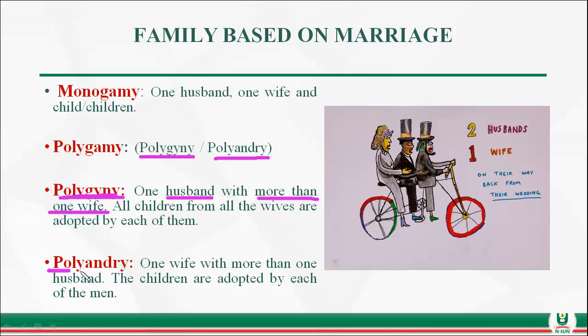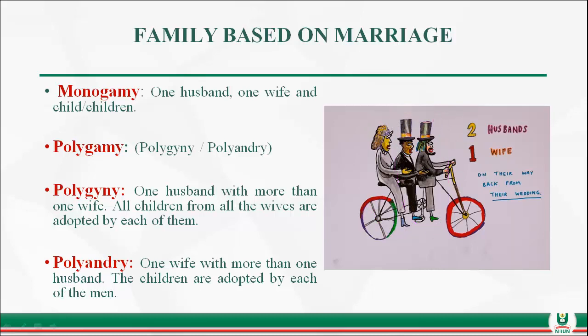Whereas polyandry is the opposite of polygyny. It's a situation where one wife takes more than one husband. One woman, like this woman here now, is in this type of family called polyandry, taking more than one husband. She has two husbands right here.